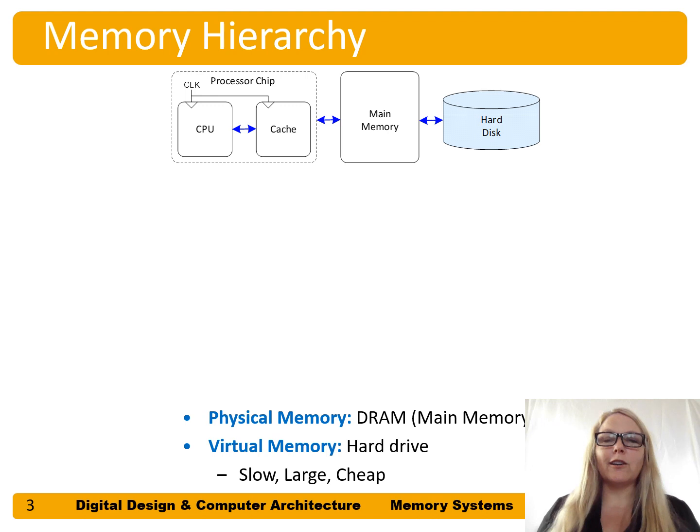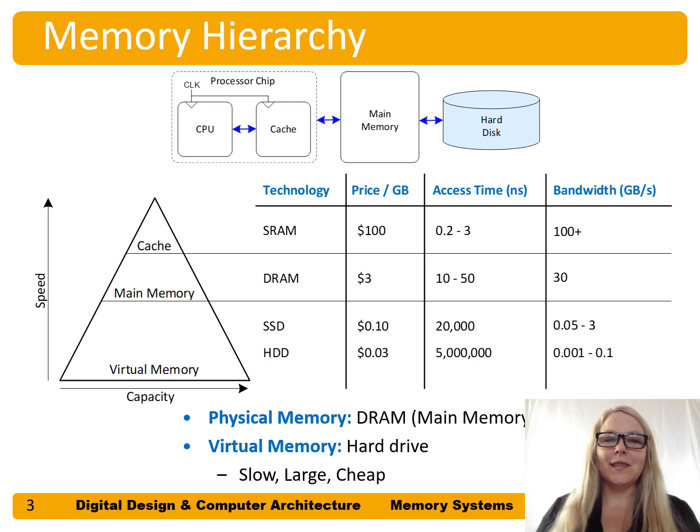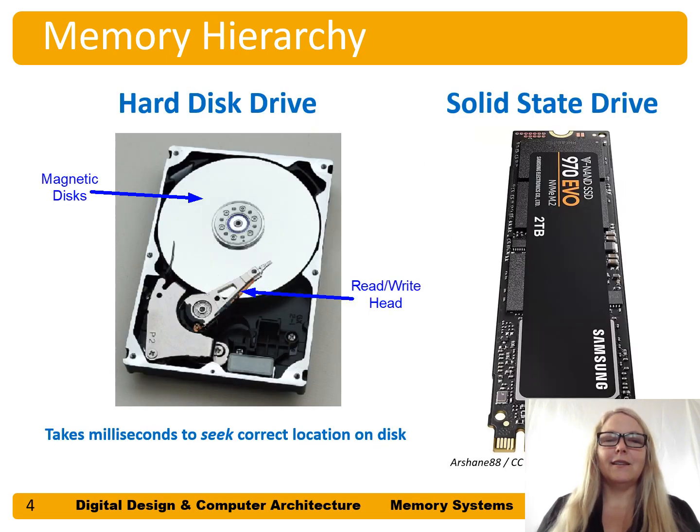So here's a picture of the memory hierarchy again, and now we're talking about the hard drive, which we also refer to as virtual memory. It is slow, but very large and inexpensive. So here's a picture of a hard disk drive, which probably none of you use now, but hard disk drives used to have these magnetic disks with a read-write head that would take milliseconds to move around, right? Kind of in mechanical time frames. And then there's a solid state drive shown here, which is mostly what people use today in their systems.